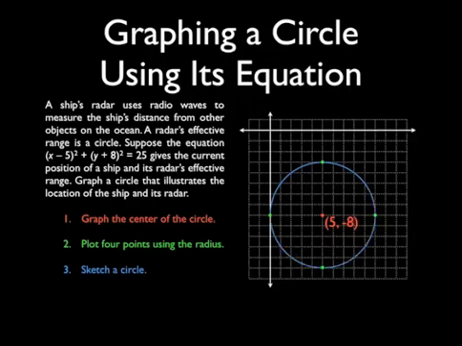Okay, so to graph a circle, graph its center, use its radius to find 4 points vertically and horizontally from the center, and then sketch in the circle. And that's circles in a coordinate plane.